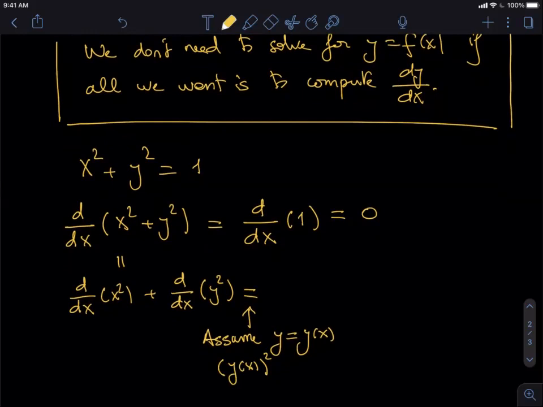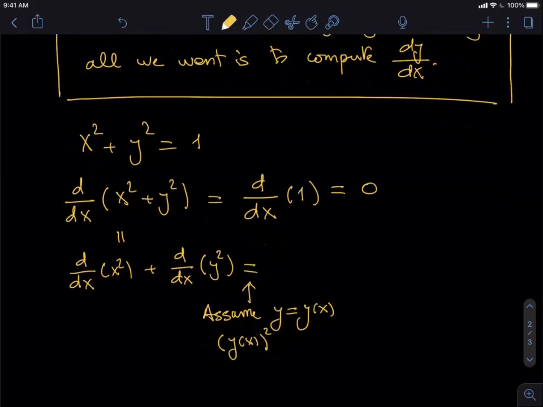Okay, so let's take the derivative. The derivative of x squared with respect to x, that one is easy, is 2x. The derivative of y squared by the chain rule, first we take the derivative of the outside function, which is the square power. So that's 2 multiplied by y, because we need to multiply by the base, okay? This is the chain rule.